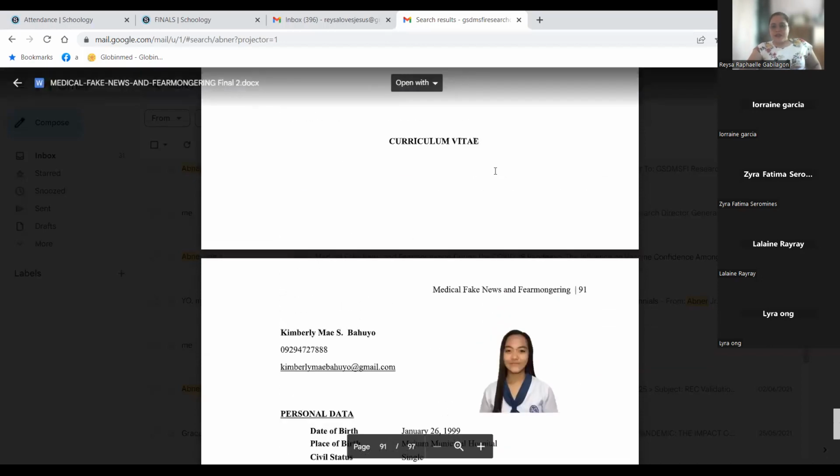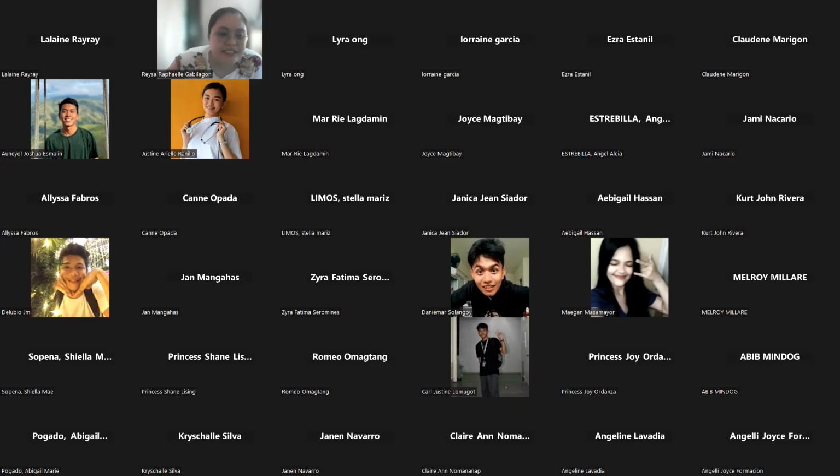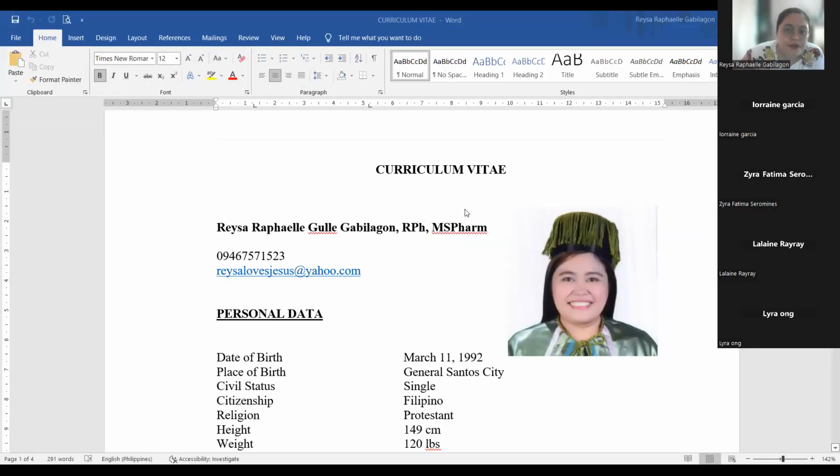And oops, I have not asked permission from them for the curriculum vitae. So, let's hold their privacy also. So for the curriculum vitae, since not all of them have agreed to show their information, I will just show my own curriculum vitae, because we have the same format. Please bear with my face. So this is the format of the curriculum vitae.